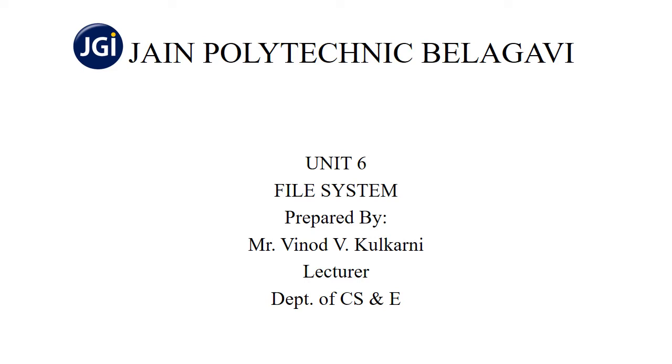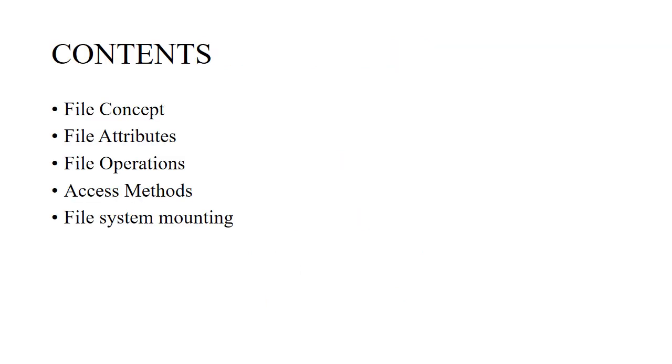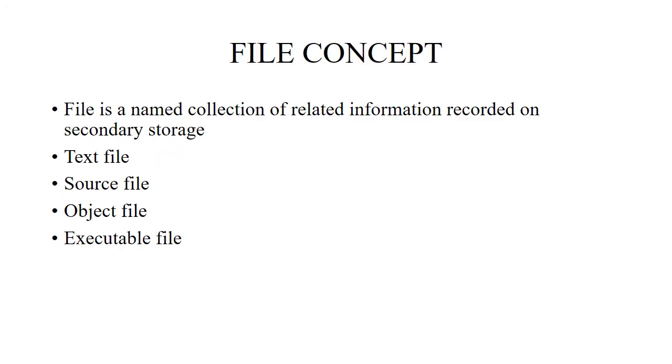So today I am going to start with Unit 6, file system. The contents are: first of all we will see file concept, file attributes, file operations, access methods. File concept means we will see the definition of file. A file is a named collection of related information recorded on secondary storage like disk, CDs, hard drives.